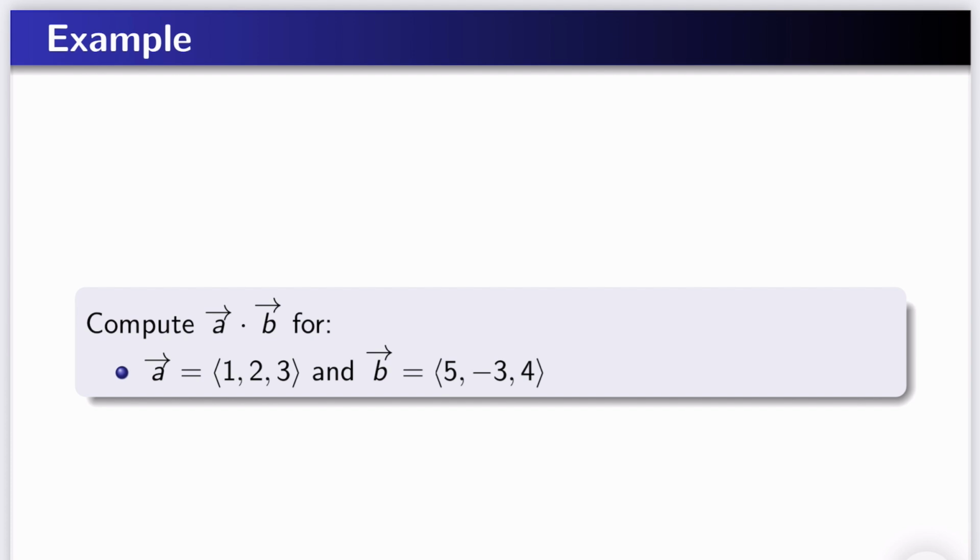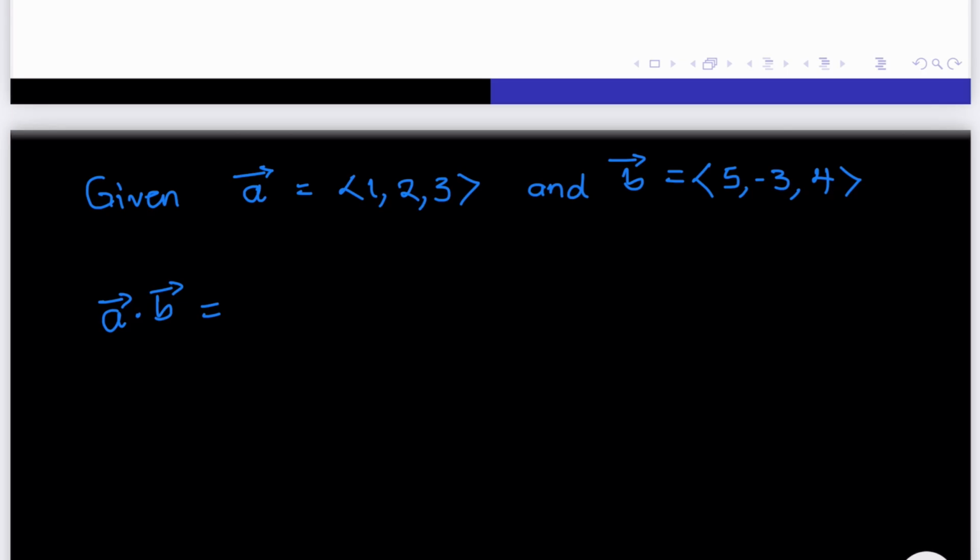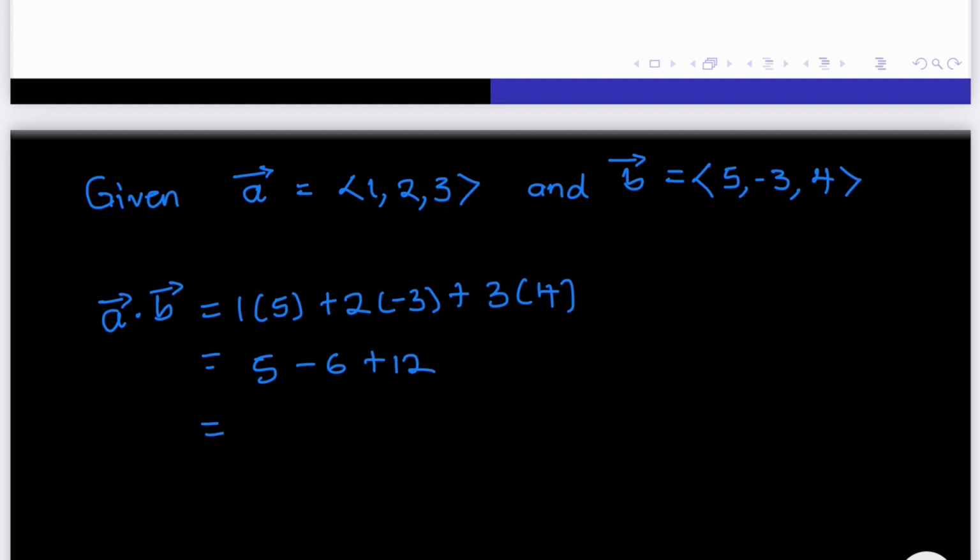Example 1, we have to compute the dot product between a and b, where a is (1, 2, 3) and b is (5, -3, 4). So the dot product between a and b is the i component in a multiplied by the i component in b, that's 1 multiplying 5, plus the j component in a multiplied by the j component in b, 2 times -3, same for the k component. Simplifying, this gives 5 minus 6 plus 12. Thus we are going to have 11.